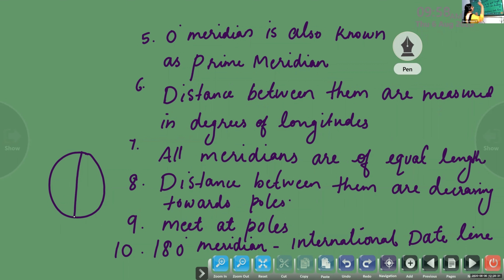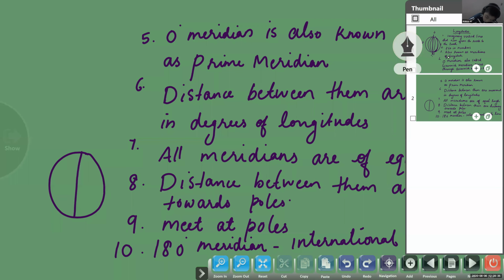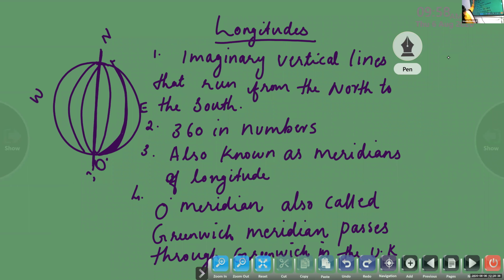I hope it's clear to all of you. I'll explain all the points one by one. Okay. Go to the first point. All of you listen here. First point: longitudes are imaginary vertical lines that run from the north to the south, right? The word imaginary is important, and it's also vertical lines, right? Clear?